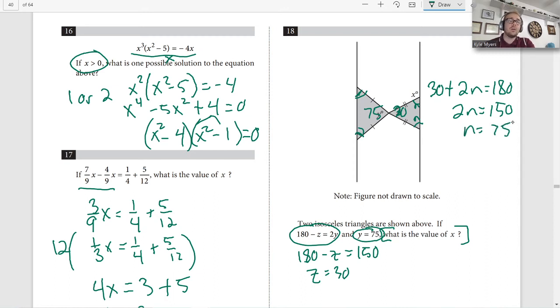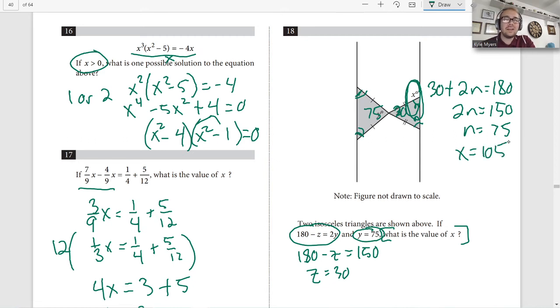Now, this doesn't always happen, so don't think this is like a pattern. But the formula actually ended up giving us 75 again. So n is 75. Remember, that's not the answer, though. We need x. Well, n plus x has to be 180, so x has to be 105.